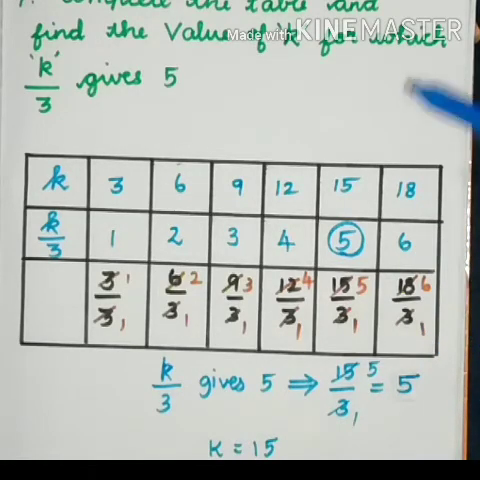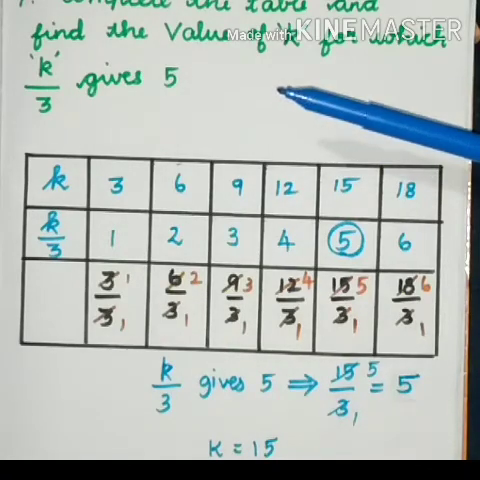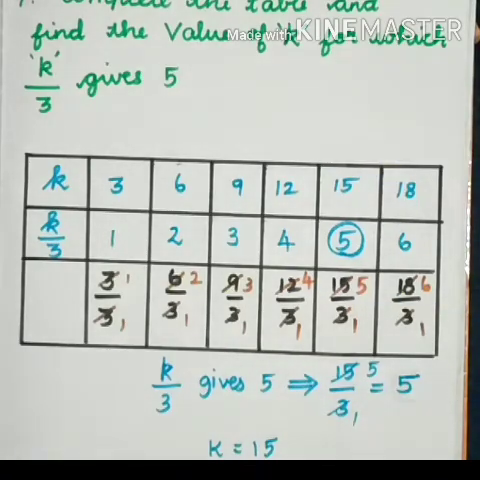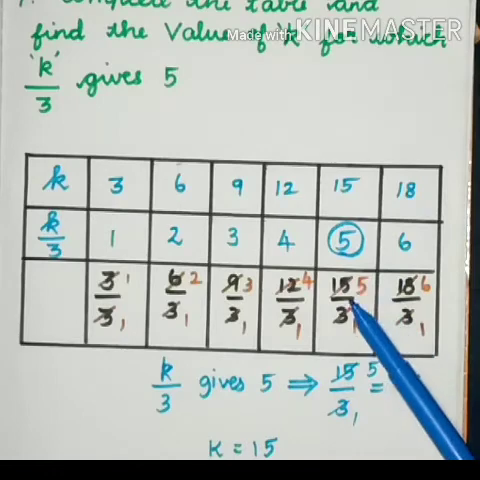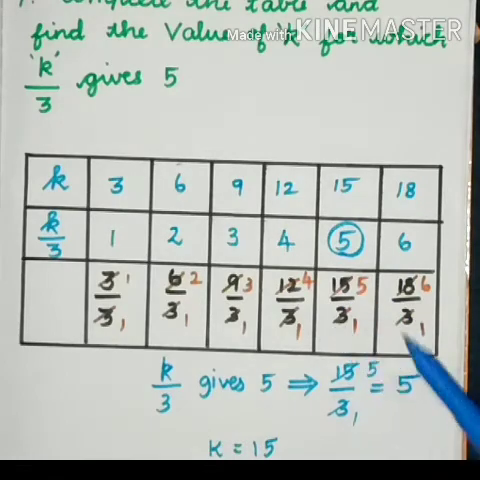Then you have to find k divided by 3 gives 5. When you divide 15 by 3, you will get the answer 5. So the k value is 15.